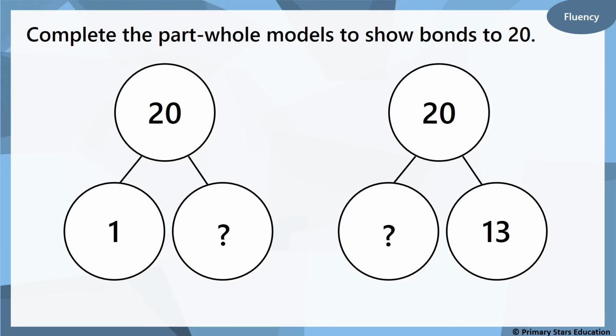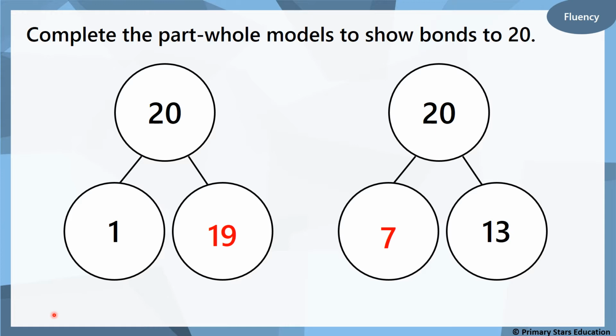Okay, let's try another one then. So what do we add to 1 to make 20? And what do we add to 13 to make 20? Give it your best go. Pause me if you need a bit more time. Let's see if you're right. 1 add 19 equals 20 and 13 add 7 equals 20.